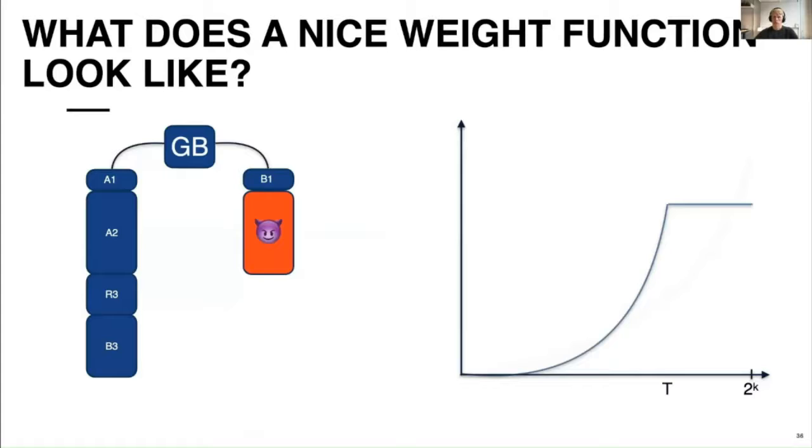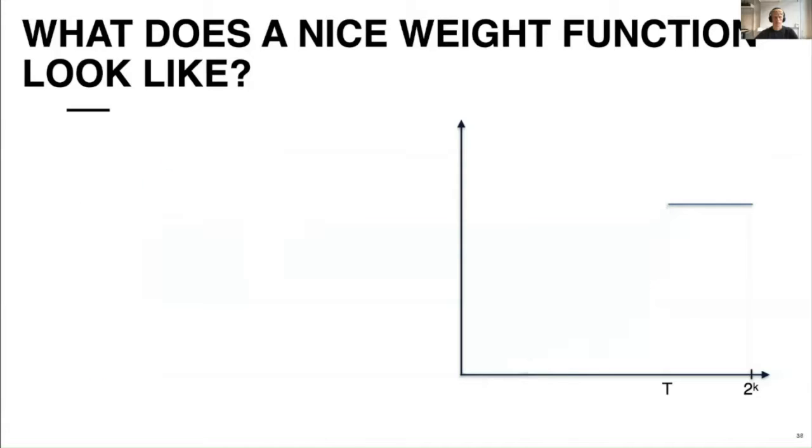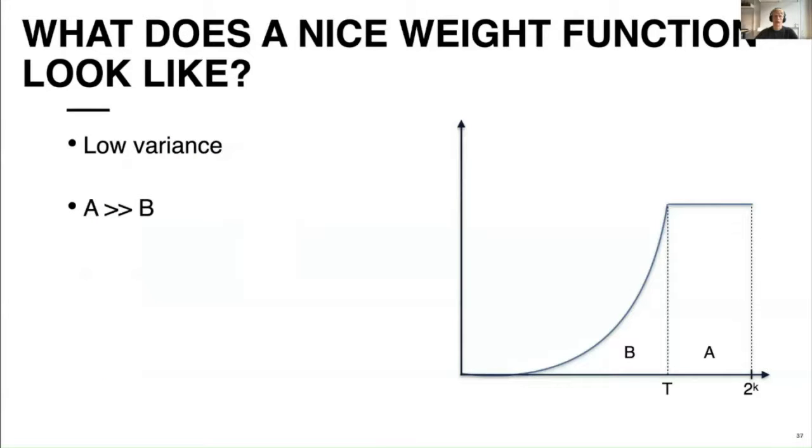One way to counter this is to cap the variance of the weight function, such that the adversary does not have a chance to win a heavy block. So what do we require? We require low variance, such that the adversary cannot be super lucky and win a very heavy block compared to what the honest parties have won. And then we require that these two areas, A, the beneficial area, should be way larger than area B, the unproductive area.